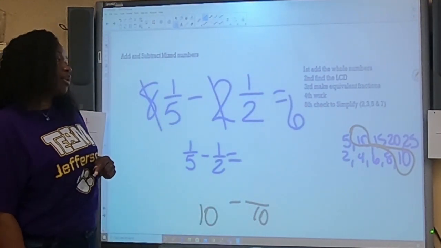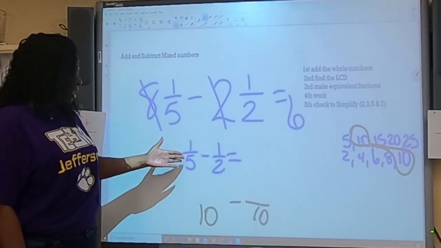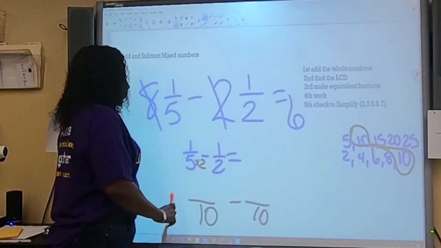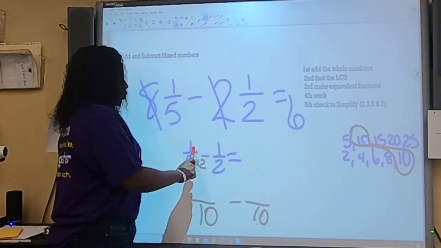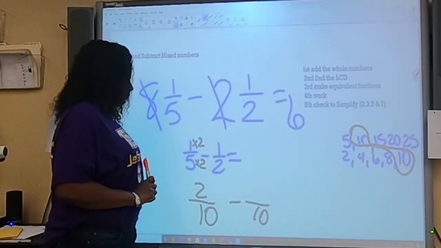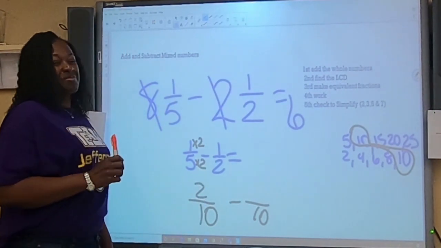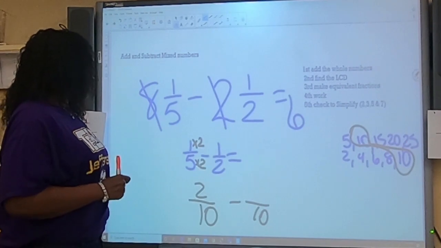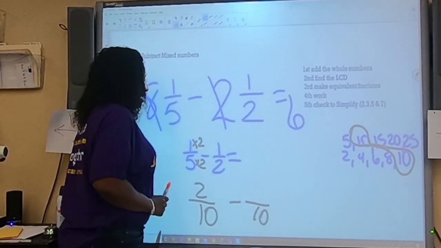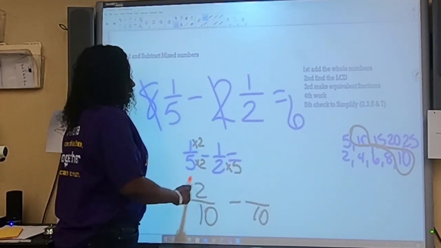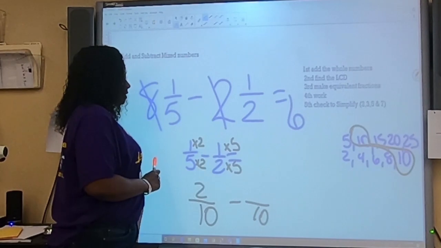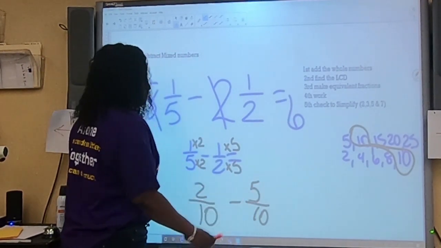So step 3, make equivalent fractions. I asked myself, what did I do to 5 to get to 10? Well, I know that's 5 times 2. And whatever we do to the bottom, we have to do to the top, which gives us a numerator of 2. 1 times 2 is 2. I asked myself, what did I do to 2 to get to 10? That's times 5. And whatever we do to the bottom, we do to the top. And 1 times 5 is 5.